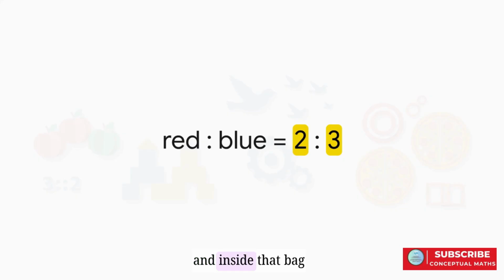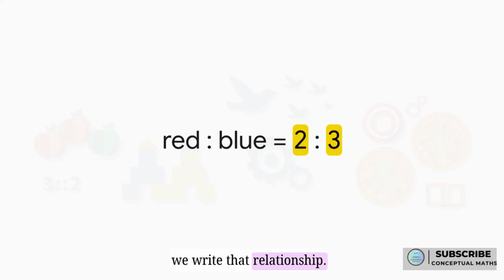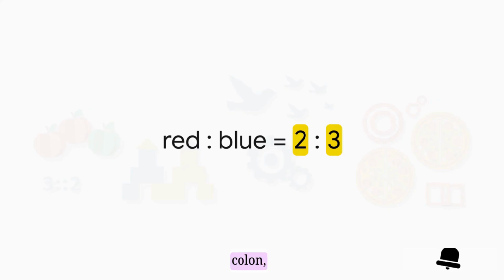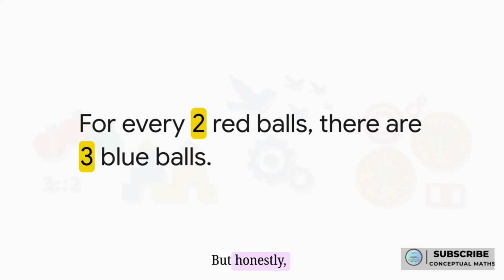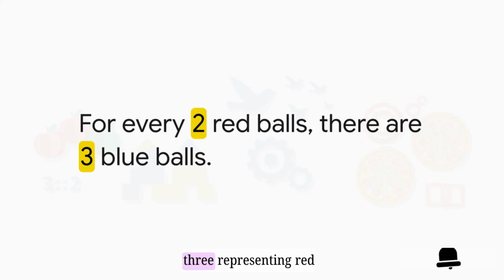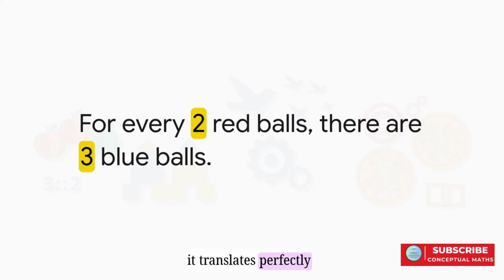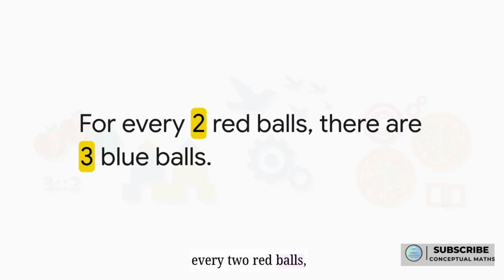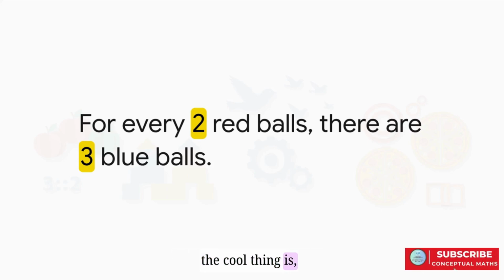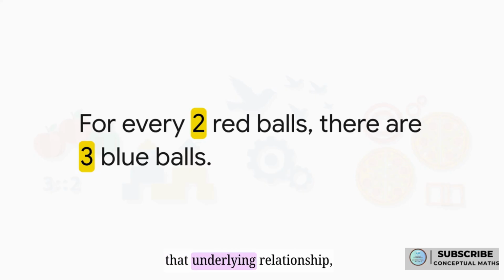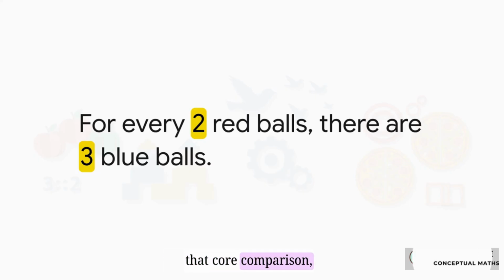If you've got a bag, and inside that bag there are 2 red balls and 3 blue balls, we write that relationship exactly like this. 2:3. And when we read it out loud, we just say 2 to 3. But honestly, what does that really mean in the real world? When you see 2:3 representing red to blue, it translates perfectly into this sentence. For every 2 red balls, there are 3 blue balls. That's the real-world application right there. It tells us the exact makeup of our group. And the cool thing is, even if the group gets way bigger, that underlying relationship, that core comparison, stays exactly the same.